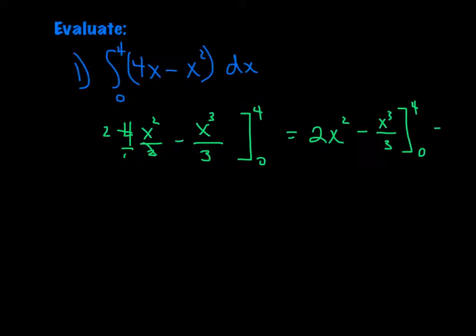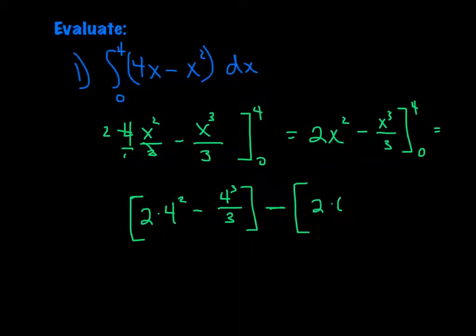So when we evaluate this, we plug in the upper bound, which obviously is 4. All right, so we're plugging in this 4 in for x everywhere where we see it. Okay, so we're going to have, and I'm going to put this in a bracket, 2 times 4 squared minus 4 to the third divided by 3. Minus, now we do our lower bound into the same exact thing. So 2 times 0 squared would be 2 times 0 minus 0 over 3.